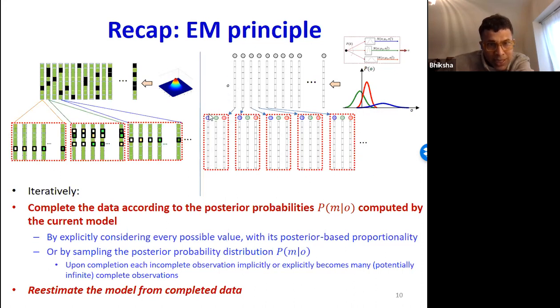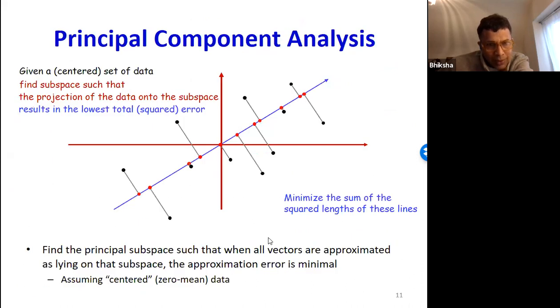So for this completion of the data, there were two ways of doing it: by explicitly considering every possible value for the missing component, or you could complete it by sampling the values of these missing components from the posterior probability distribution of the missing values given the observed values. So this was your EM algorithm.